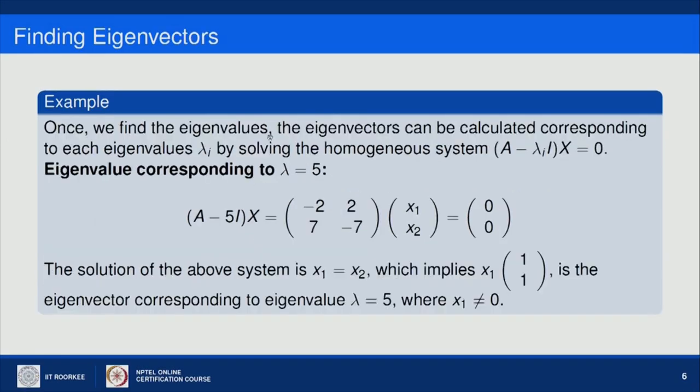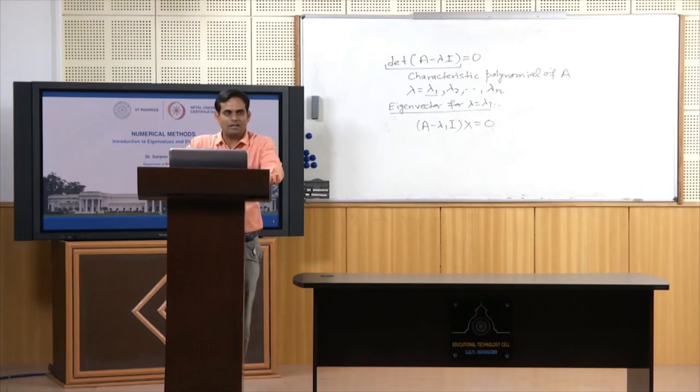Once we find eigenvalues, we need to calculate eigenvectors. The eigenvector corresponding to lambda equals 5 is given by A minus 5 I times x equals 0. That is, we get two equations. One is minus 2 x1 plus 2 x2 equals 0. Another one is 7 x1 minus 7 x2 equals 0. Basically, both are the same equation, they are linearly dependent. The solution of this equation is x1 equals x2. So, we choose x2 as 1, so x1 will be 1. Hence, (1, 1) is an eigenvector corresponding to eigenvalue lambda equals 5.